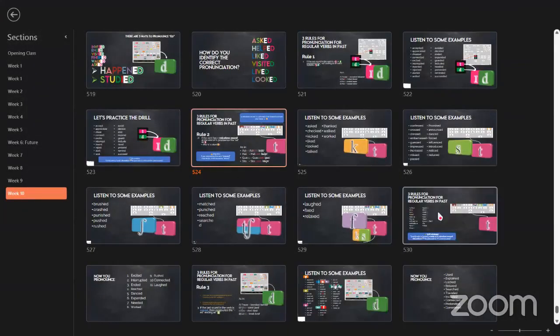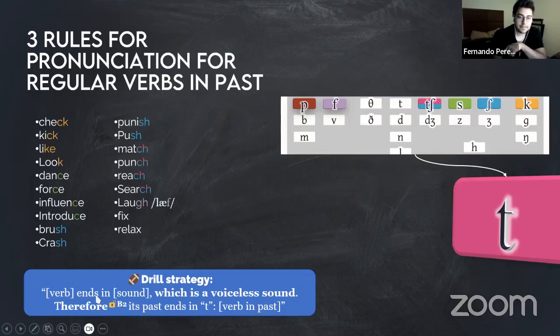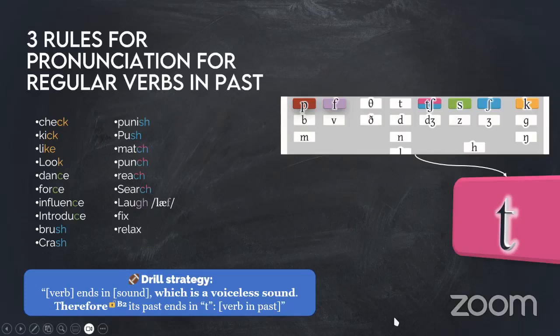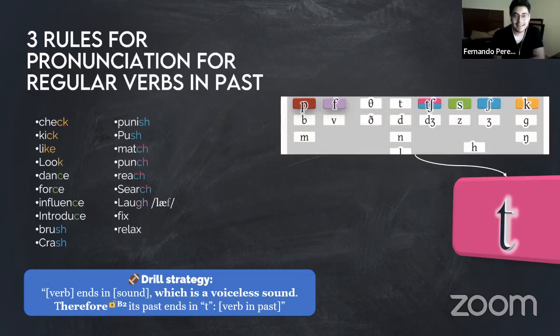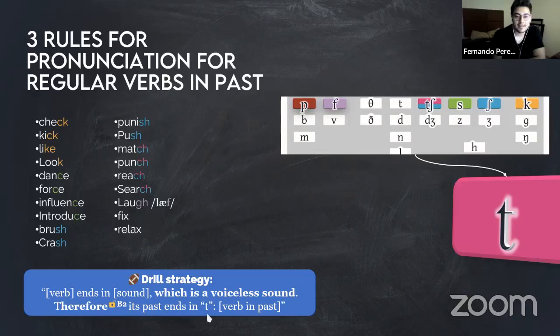You see? So follow the drill. Love ends in a voiceless sound. Therefore, its past ends in T. Loved. Again, the T. Loved. But you are not adding an extra syllable. Excellent. Again.